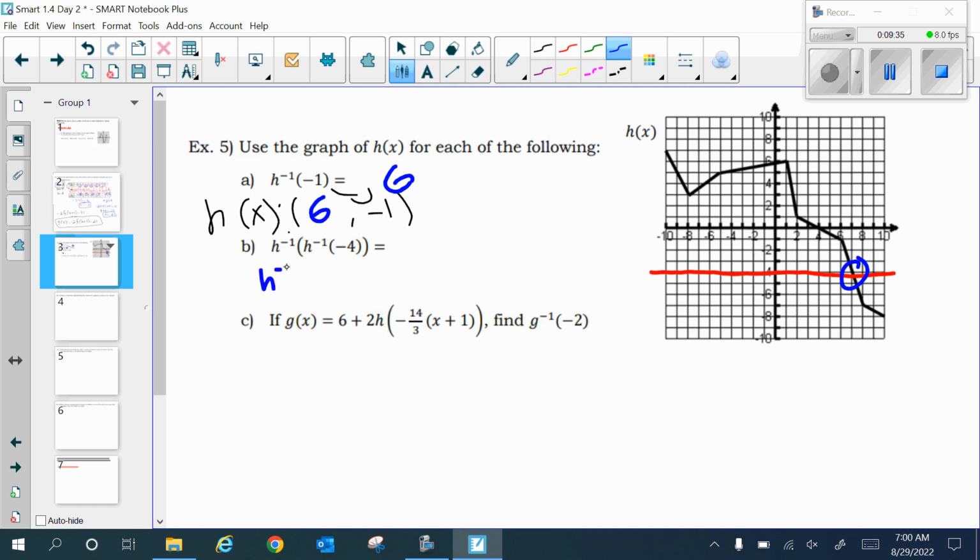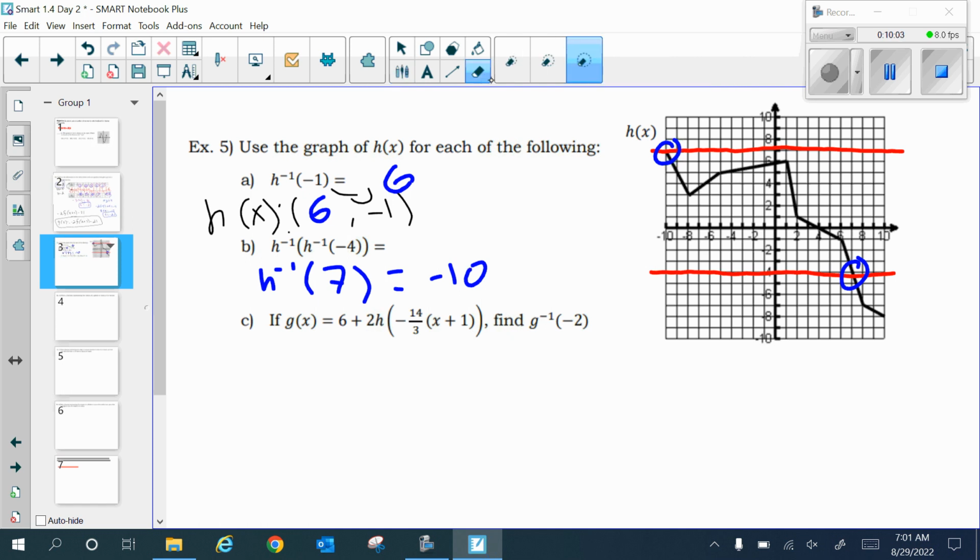So I can rewrite this as h inverse of 7 now. So I'll do the same thing again, but I'll go to 7 this time, draw my line, and I see it intersects right there at -10. So that tells me h inverse of 7 equals -10. And now I have g of x equals 6 plus 2 times h of -14 over 3 times x plus 1. We need to find g inverse of -2, right?